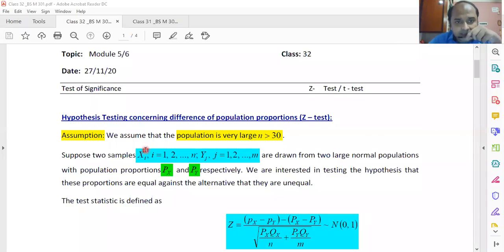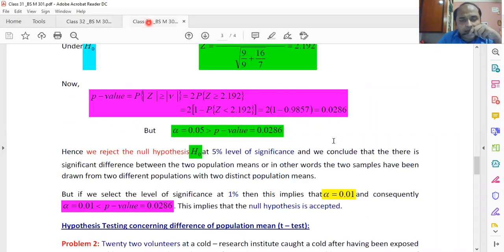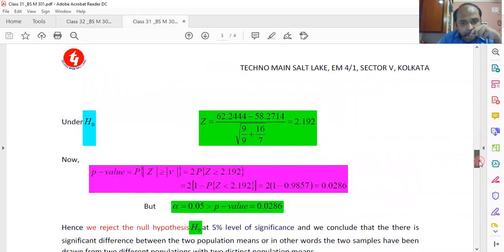So my today's topic is again about test of significance, Z-test and T-test discussion. And first of all, I'm going to share this screen with you. I hope that you are able to see this screen where I'm showing you the note on the problem which I uploaded in the Google Classroom yesterday.